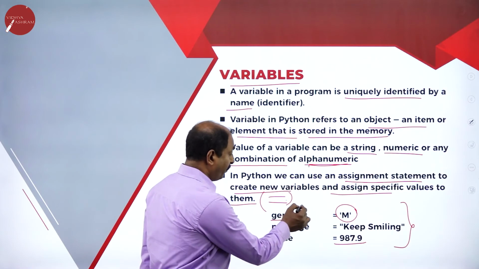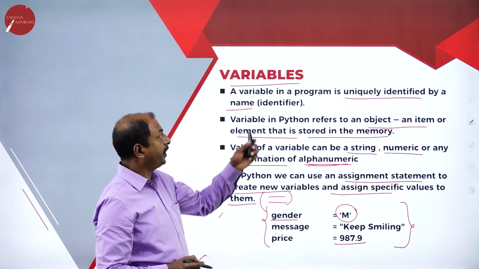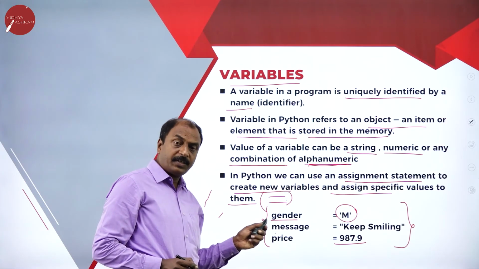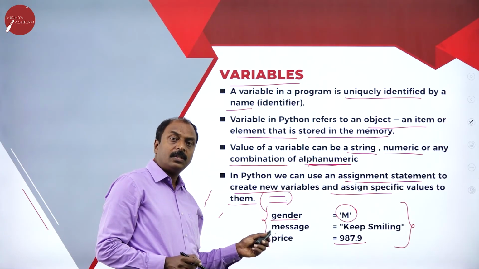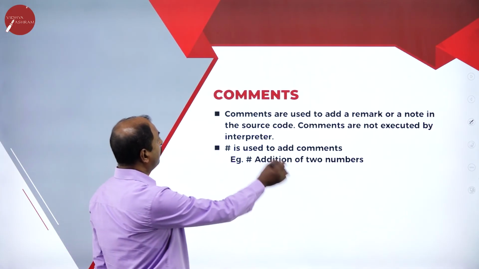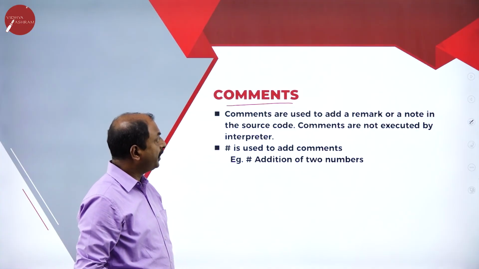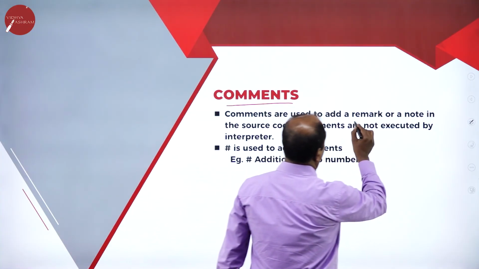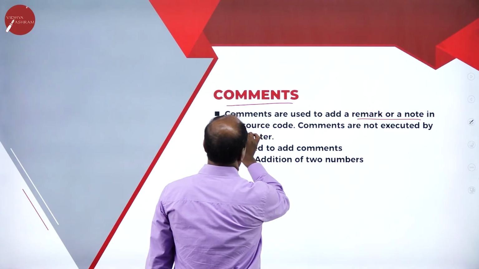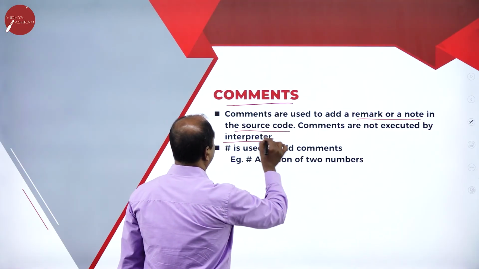And here, while writing the names of the variables, we have to follow the rules of identifiers, because identifiers are the names given to the programming element, that is, the variable here. In the next slide, we'll see comments. So what are comments? Comments are used to add a remark or a note in the source code. Comments are not executed by the interpreter.